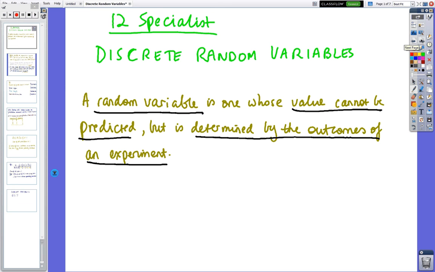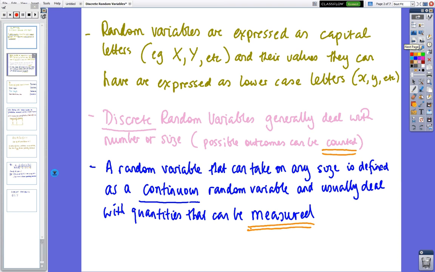Copy and come across. Random variables are expressed as capital letters, and usually these are the last few letters of the alphabet. But their values, so the variable is X, but their values are expressed as lowercase. When we look at some questions you'll understand what that means.